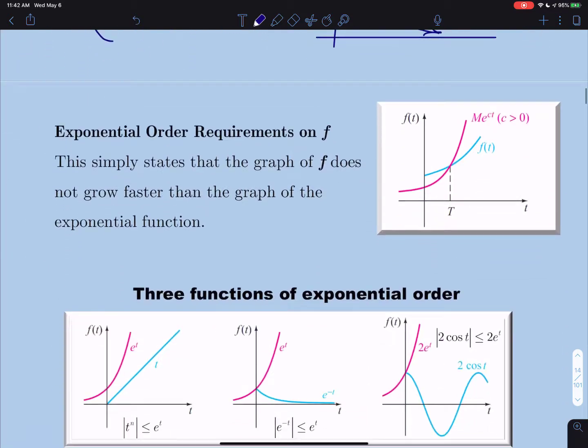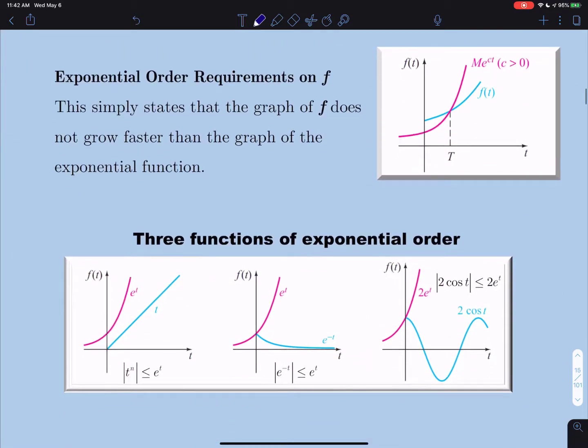And I've given you a picture of some of these. So you see the f of x always has to be below the exponential, so the exponential is stronger so we can kill it. And you see three functions of exponential order. Here's a function. It's below the exponential, so the exponential overcomes it. So this is an okay function to use. The Laplace transform of this function will definitely converge.